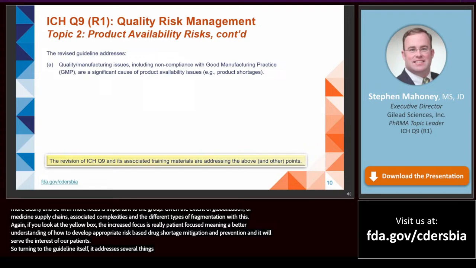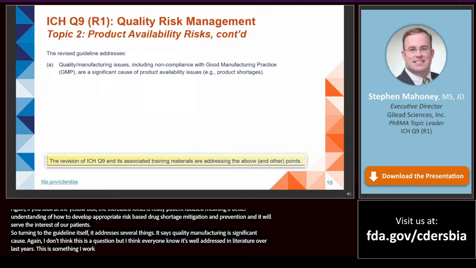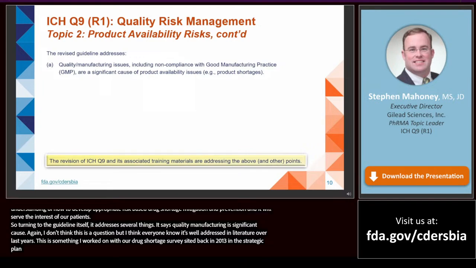It says that quality manufacturing issues, including noncompliance with GMP, are a significant cause of product availability problems. Again, I don't think this is really in question, and I think everyone probably knows it's well addressed in the literature over the last 10 to 15 years, including something I worked on with ISPE in their drug shortage survey, which was cited back in 2013 in FDA's strategic plan for preventing and mitigating drug shortages.